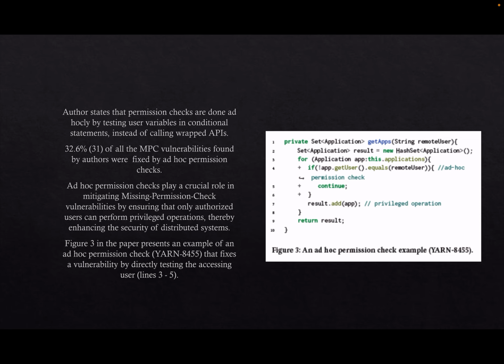Okay, talking about an example, the authors state that permission checks are done ad hoc by testing user variables in conditional statements instead of calling wrapped APIs. Around 31 of all the MPC vulnerabilities found by the authors were fixed by ad hoc permission checks. Ad hoc permission checks play a crucial role in mitigating MPC vulnerabilities by ensuring that only authorized users can perform privileged operations. Figure 3 in the paper presents an example of an ad hoc permission check, YARN-8455, that fixes a vulnerability by directly testing the accessing user. That's given in lines 3 to 5.